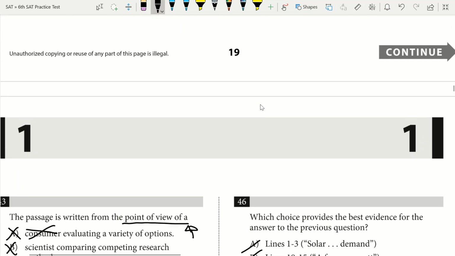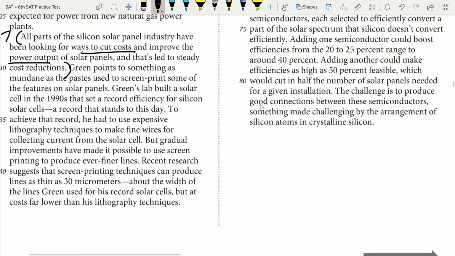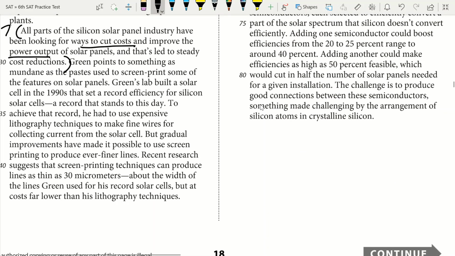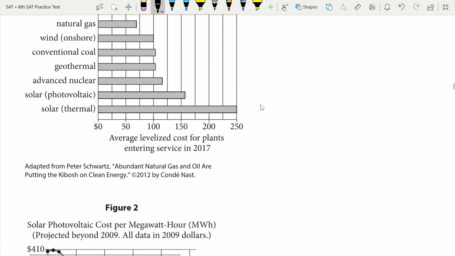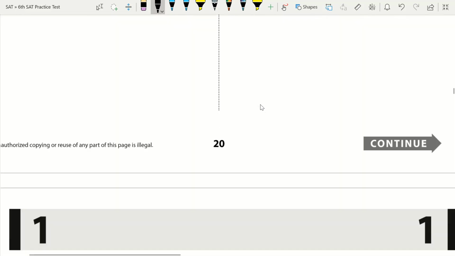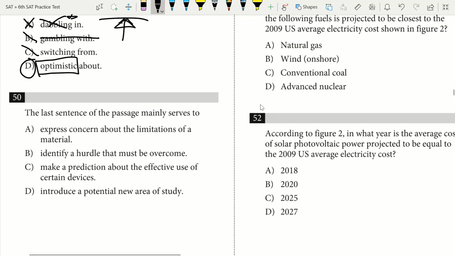Let's go take a look at what that sentence is. Come up with our own answer first so we don't get stuck between two. Okay, right here on the right side: "The challenge is to produce good connections between these semiconductors." Okay, a challenge, which means we have an obstacle we're going to have to overcome. Something made challenging by the arrangement of silicon atoms in a crystalline silicon. Okay, we're really describing a challenge that the solar industry still faces, so we're looking for something that describes an obstacle that must be overcome for the industry.